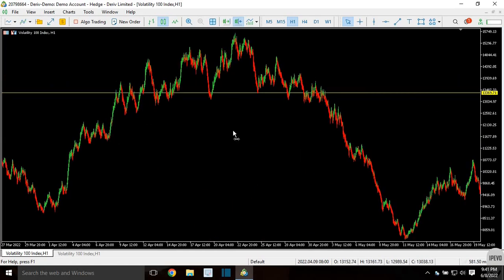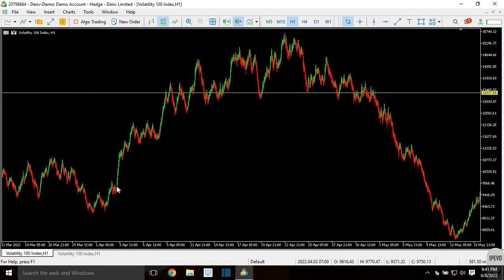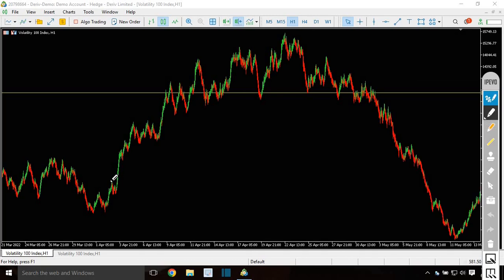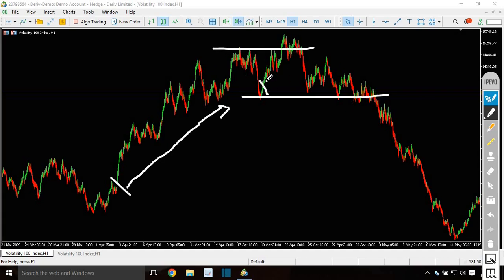For example, you will notice that, right here, if you bought right here, okay, you notice that if you bought, for example, right here, and you rode this trend right up, you will not buy right here, right? Because this is signaling the reversal. You have the left shoulder, and then the head, and then the right shoulder. So this is signaling a trend reversal.